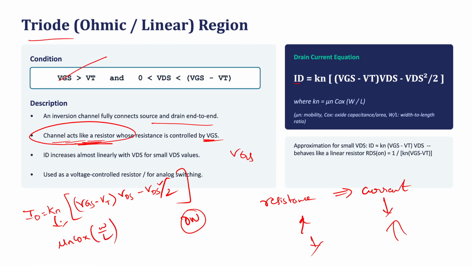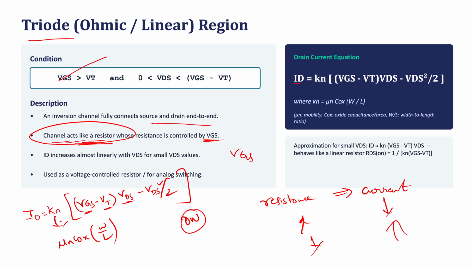Mu n means mobility of the electrons or holes. If it is n channel, mobility of the electrons. If p channel, it is the mobility of holes. COX means oxide capacitance, W means width, L means length. VGS is the input voltage, VT is the threshold voltage, VDS means drain to source voltage. So this is the equation for the triode region.